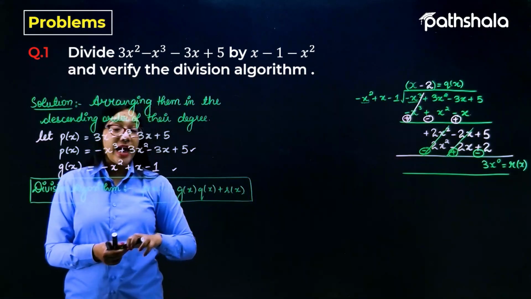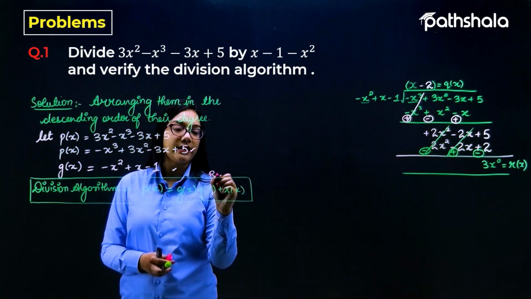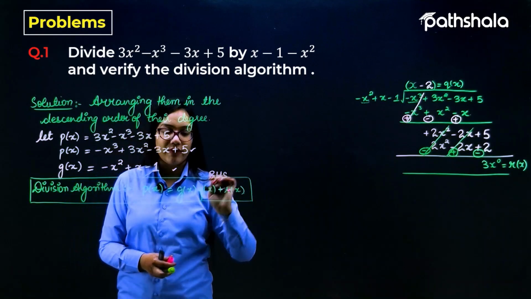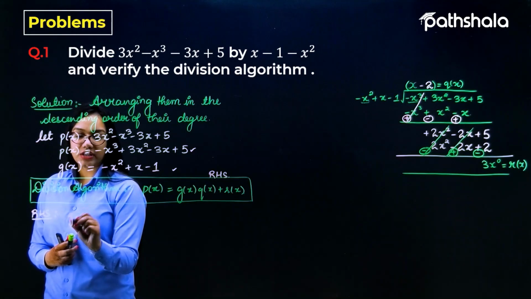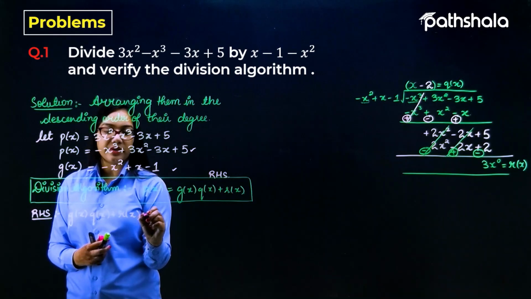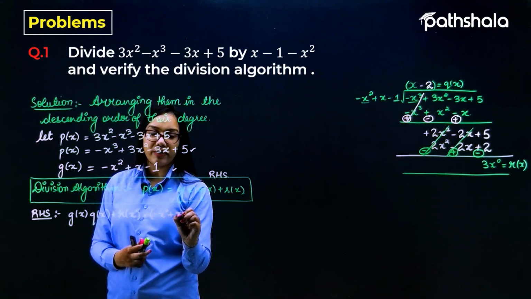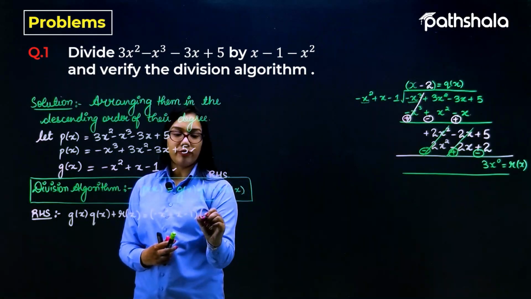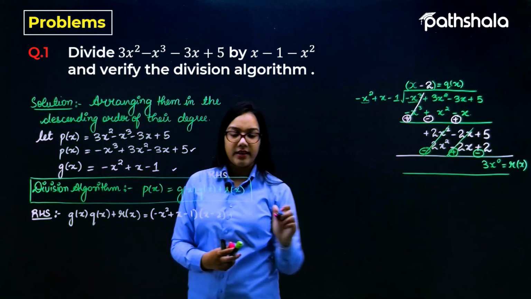As we have to verify the algorithm, we are taking the right hand side of the division algorithm only. That is g of x, q of x plus r of x. So let's take all these terms. g of x, as we know, is minus of x square plus of x minus of 1. The quotient q of x is x minus of 2 over here, plus the remainder. What is the remainder? The remainder that we are getting at the end is 3.